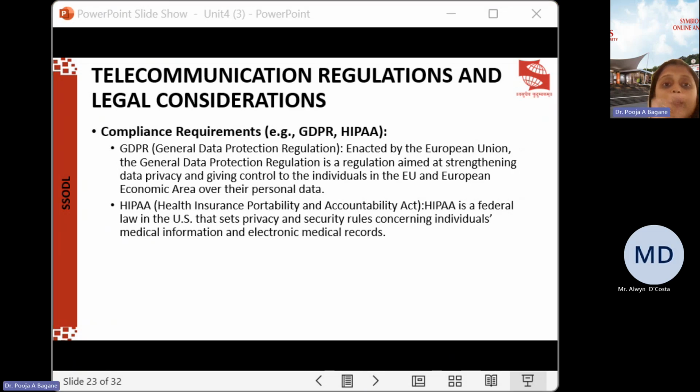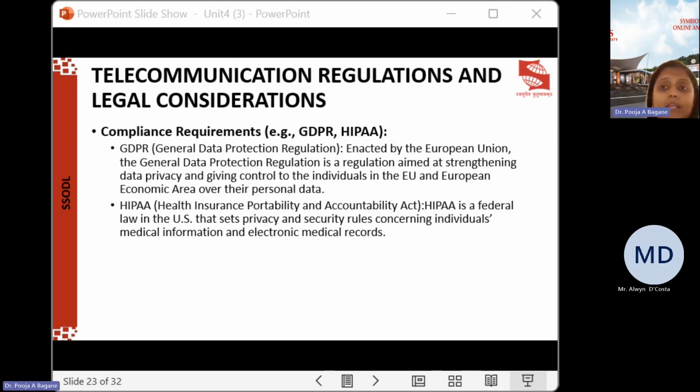The next topic is telecommunication regulation and legal considerations. A telecommunication system needs to encompass a wide range of laws, regulations, and standards that govern the use, management, and security of the telecommunication system as well as the network. There are some compliance requirements for this sector: GDPR and HIPAA. GDPR is the General Data Protection Regulation, and HIPAA is the Health Insurance Portability and Accountability Act.